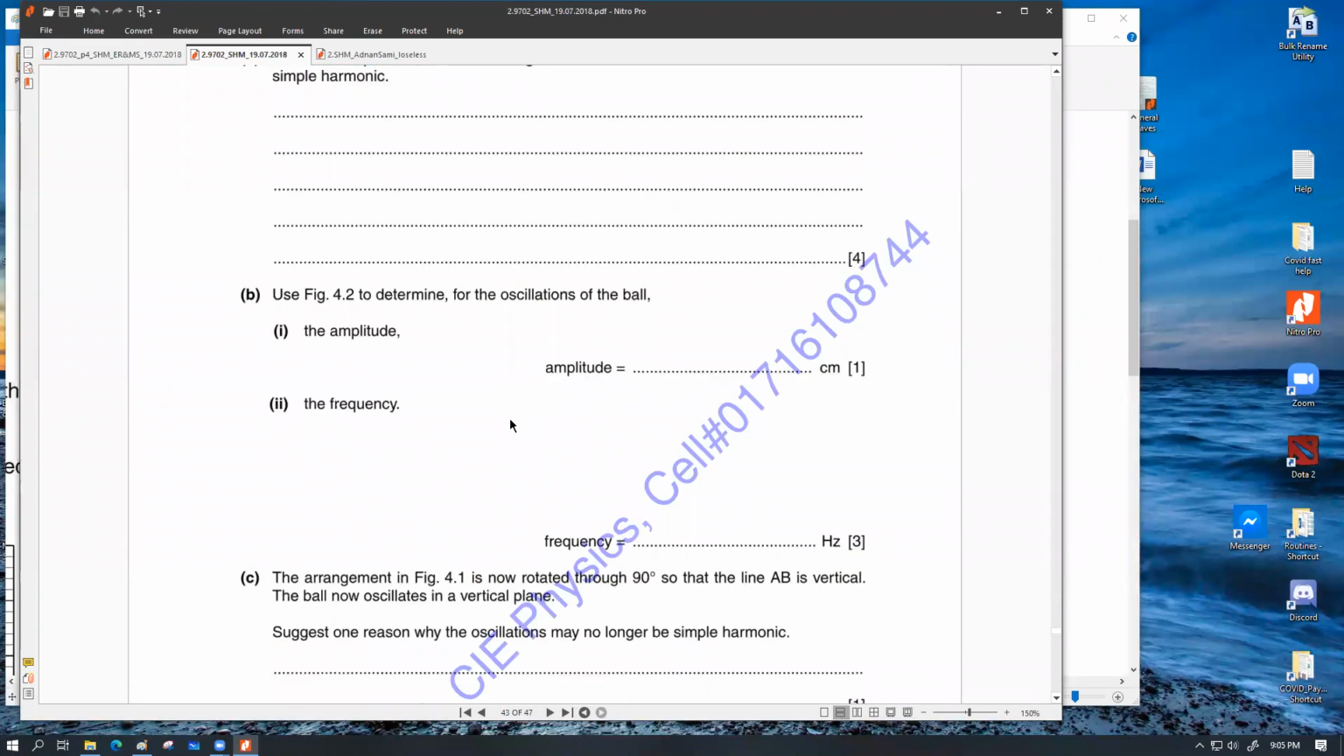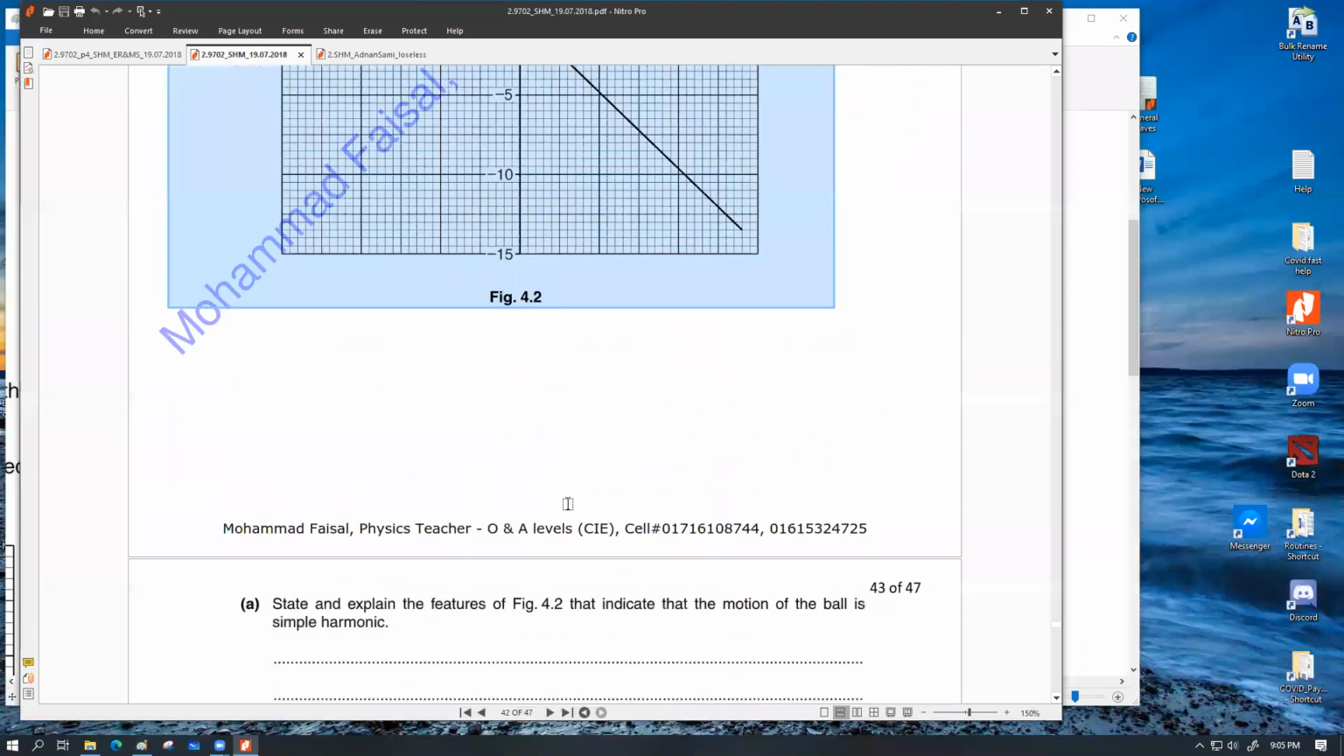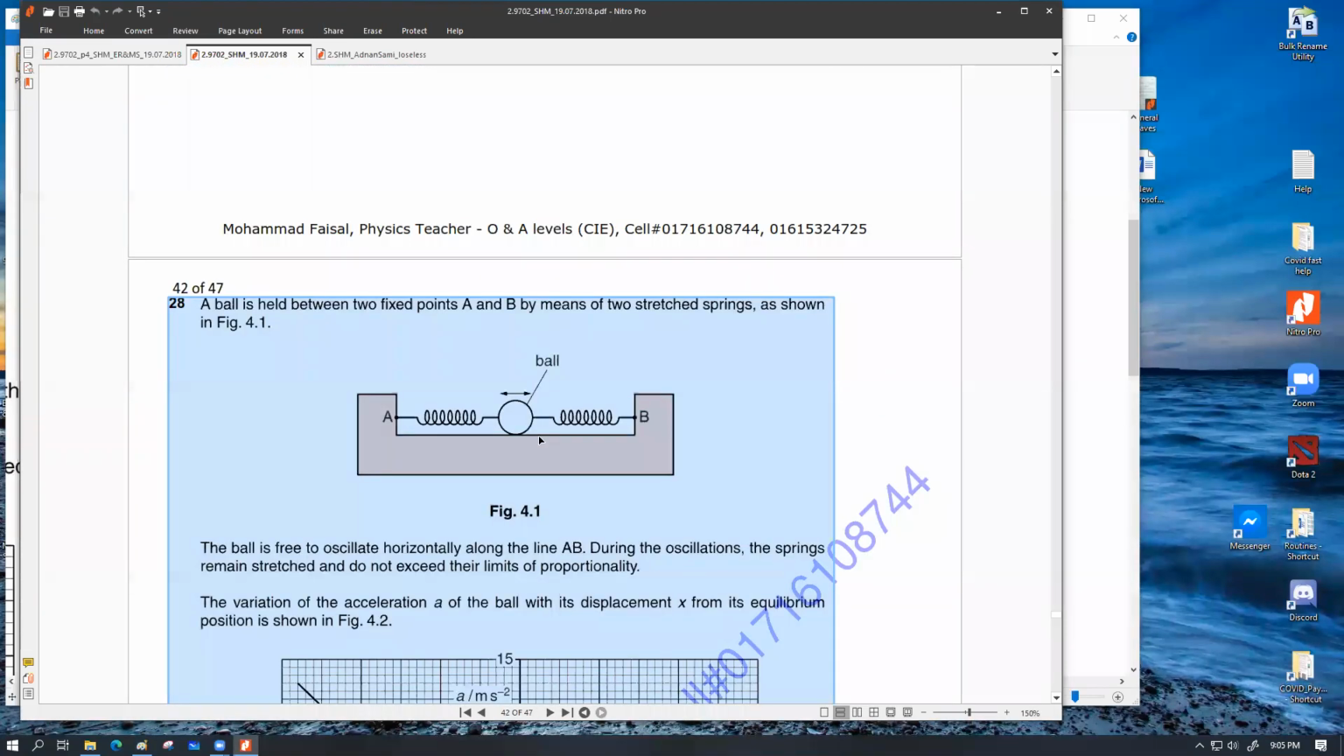I wouldn't say so, because whenever we have kept it on the horizontal surface, we can talk about friction between the contact location of the ball and the frame. But whenever we make it vertical, that contact is basically loose. So why should weight become a damping force? And even if an oscillation is damped, it does not become non-simple harmonic. Very important for you to understand.